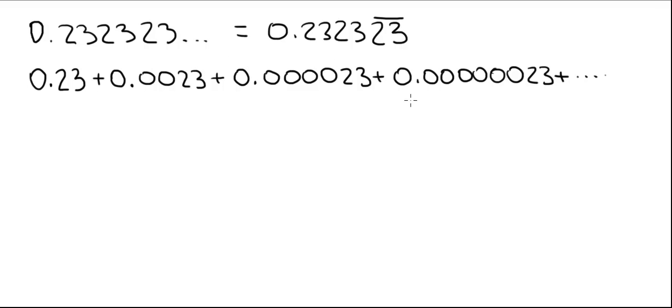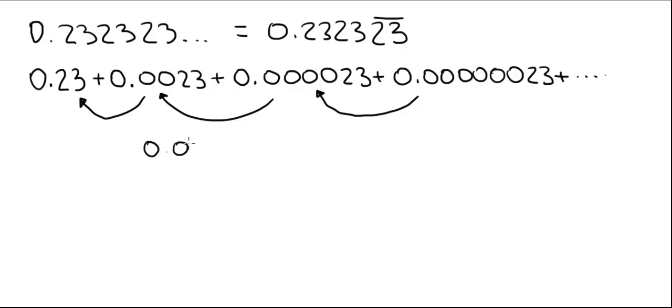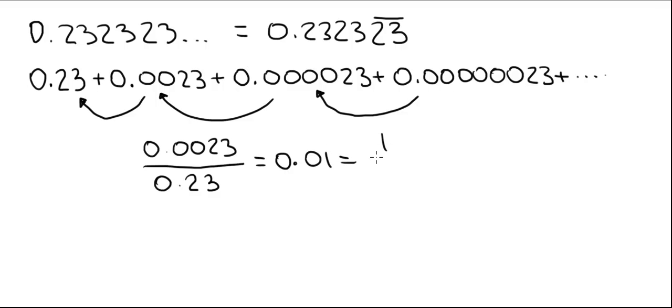Now, a geometric series always has a common ratio. If we take any two terms, one that follows the other, so any two terms except the first, and we take the subsequent term and divide it by the previous term. We can't do that with the first term because there's nothing that precedes it. But we can take 0.0023 and divide it by 0.23. We get 0.01, which is 1 over 100.